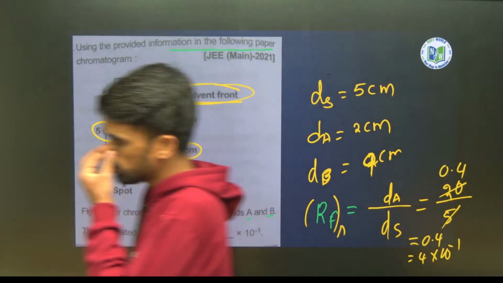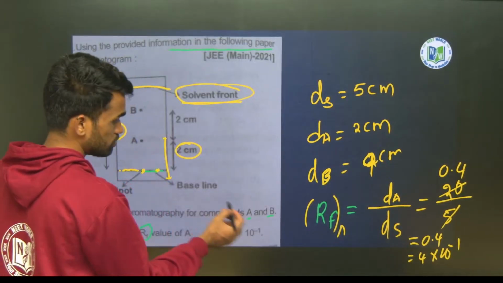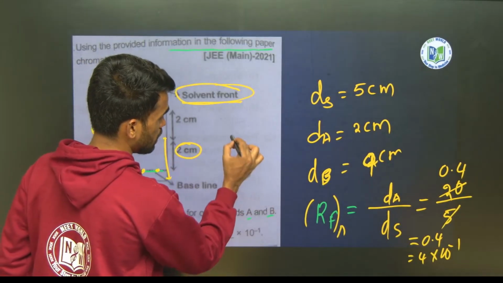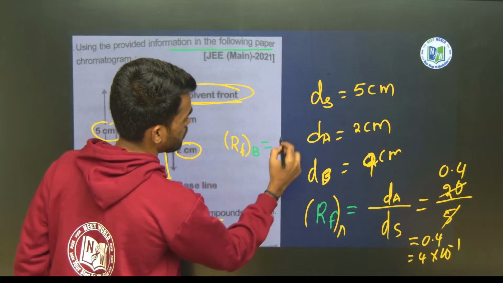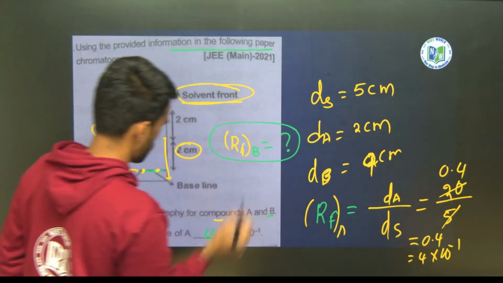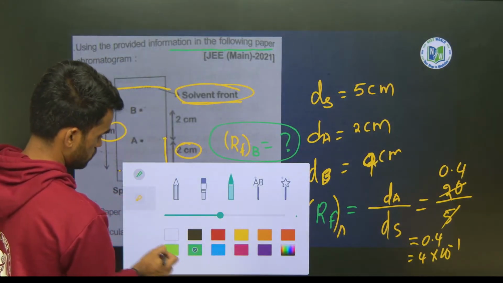Yeah. So can you tell me what is the answer for the retention factor, the Rf value of B? So tell me your answer for this question in the comment box. Okay?